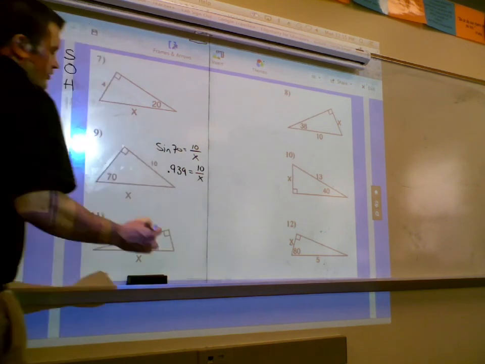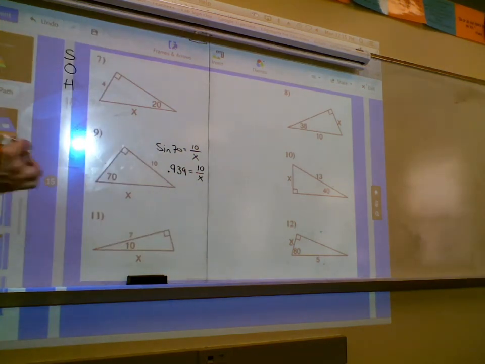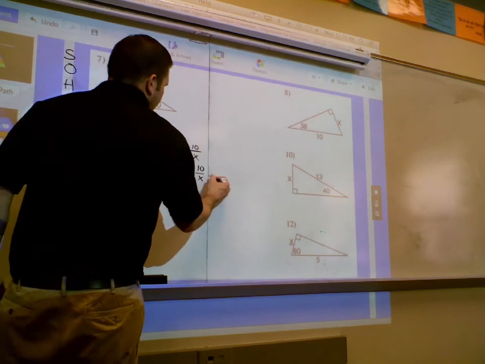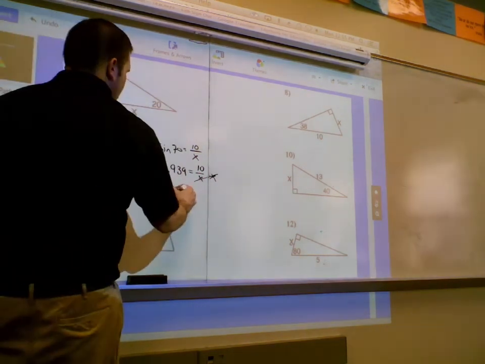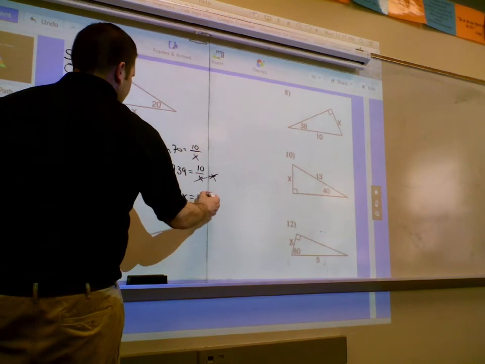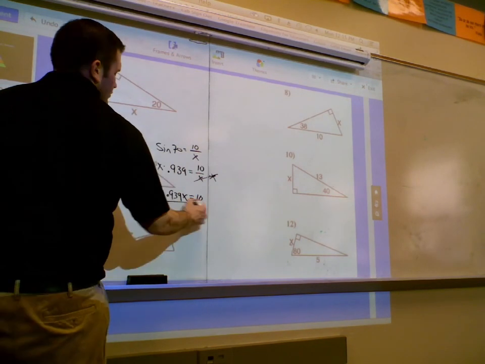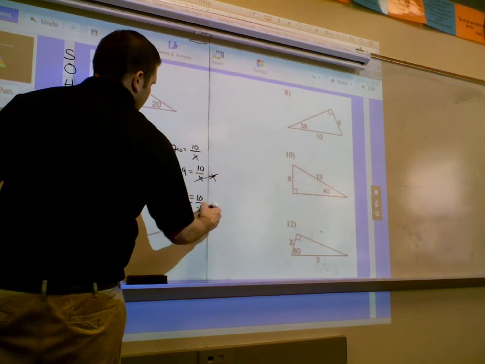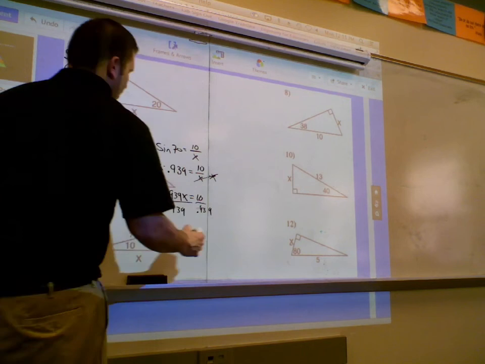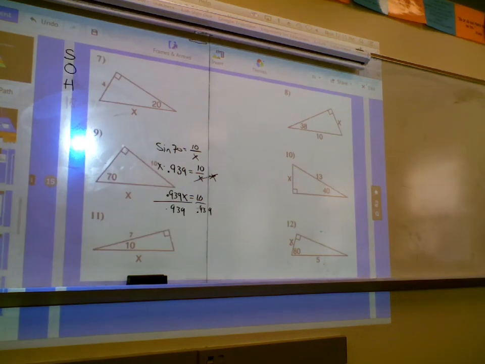What do I do now? Multiply by x. Perfect. Trigonometry has become a 2-step problem. 0.939x equals 10. What do we do now? Divide by 0.939. Good. So 10 divided by 0.939. What's x equal? 10.65.